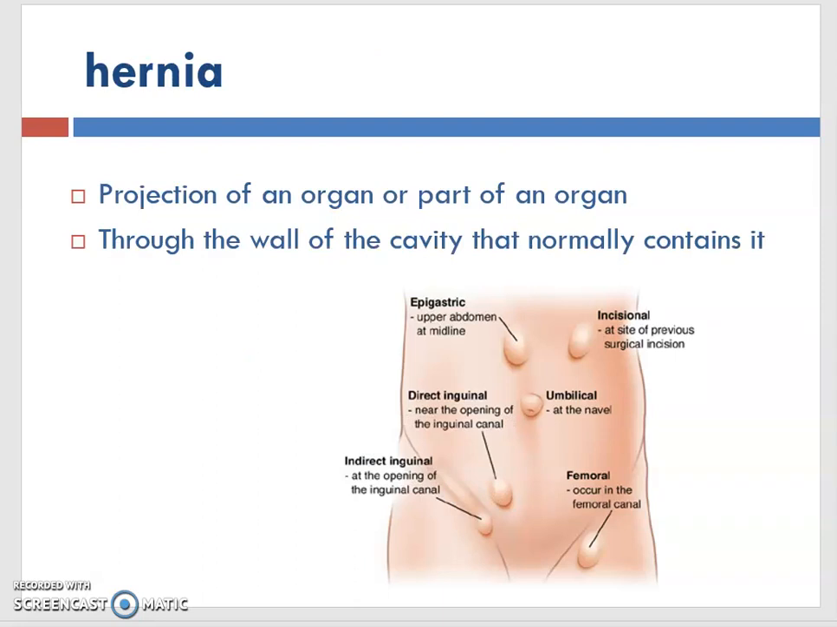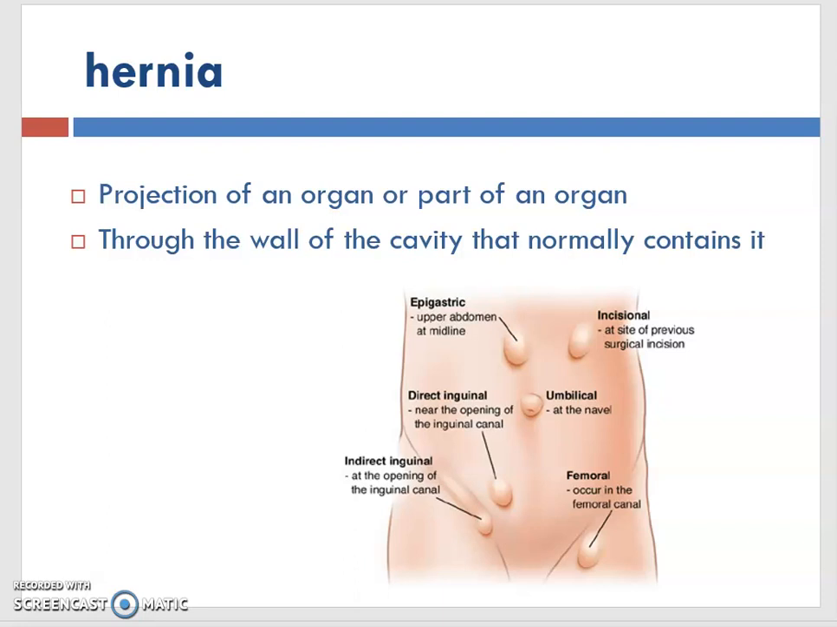A hernia is a projection of an organ or part of an organ through the wall of a cavity that normally contains it. I think I've mentioned this before when we talked about hernias in the inguinal area, which is the groin area. These are the different types of hernias. Epigastric is above the abdomen at the midline, and incisional is at the site of a previous surgical incision. One of the things resolved through the use of laparoscopy was surgical hernias, because they no longer had to cut the abdominal wall open. Therefore, an incisional hernia risk was substantially less. So this is an organ poking through a muscle wall, and it shouldn't.